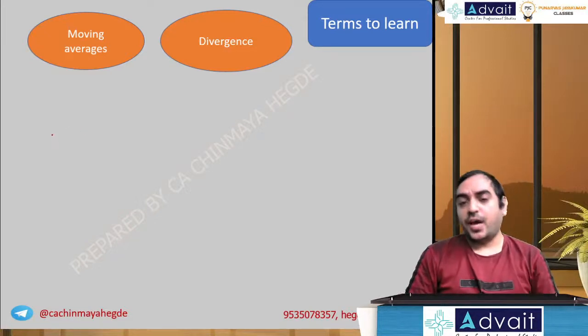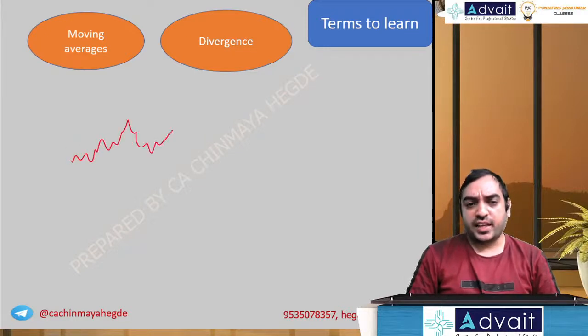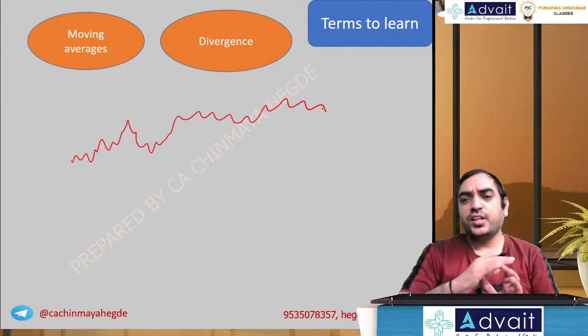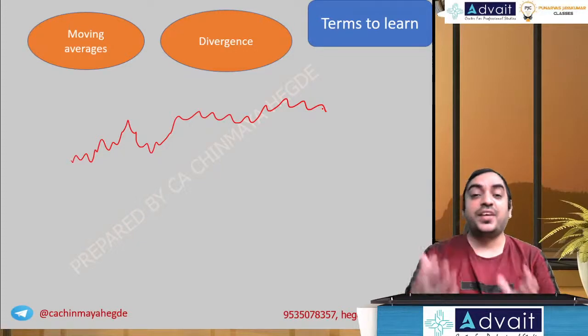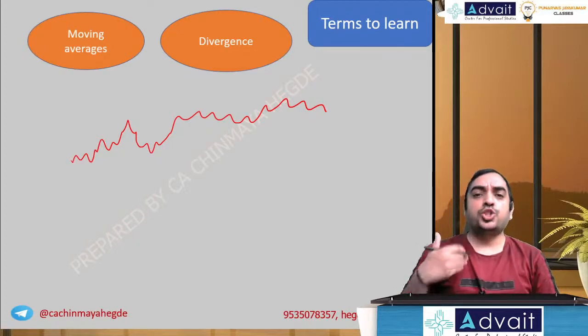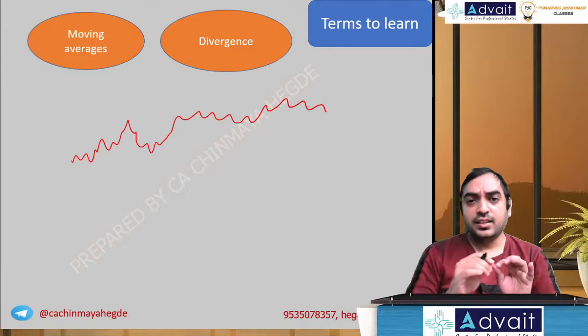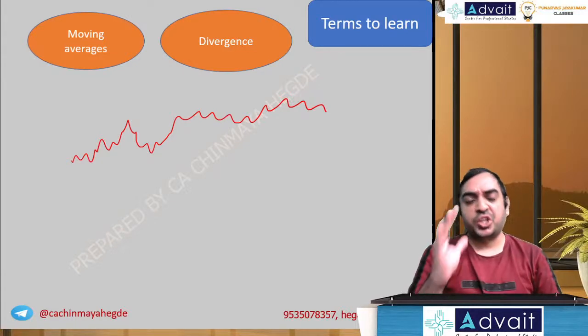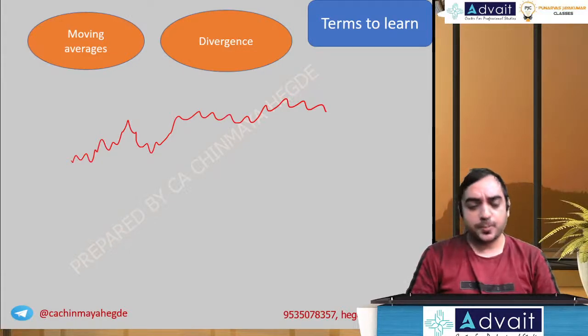So what is this moving averages? If you look at the stock price, it moves very fast, it is very volatile. It changes very fast. If you want to smoothen the graph, we use the concept of moving averages. Moving averages are very simple concepts.